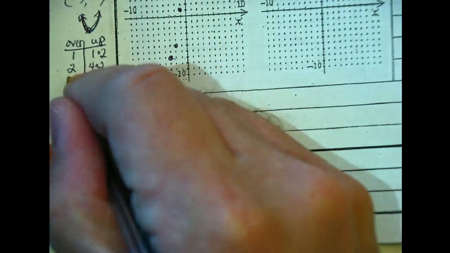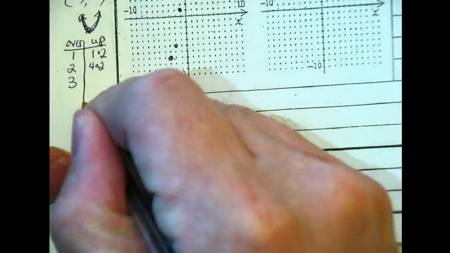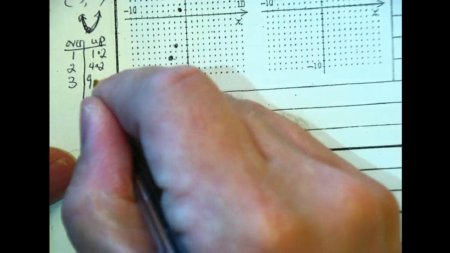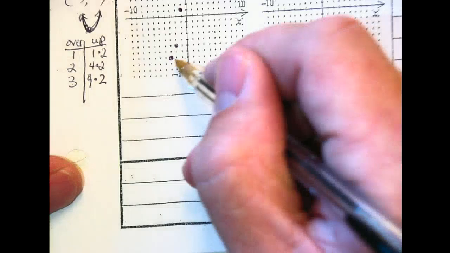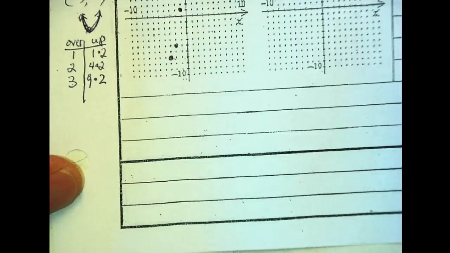Okay? Over 3, up 9 times 2, which is 18. That doesn't fit. Well, no, right? It brings me to 11, I think. Yeah, I know, but that's okay. So the question would be, how many points do I need? And the answer is you need at least 5 points on your graph.